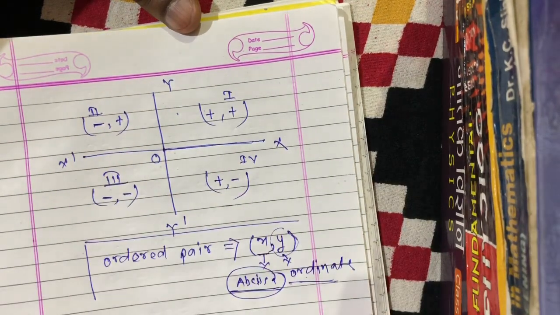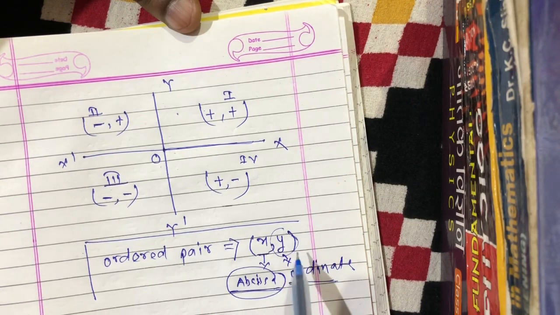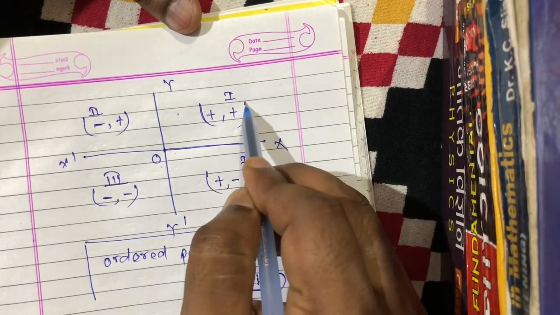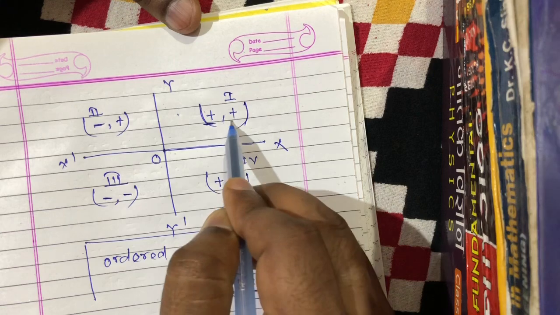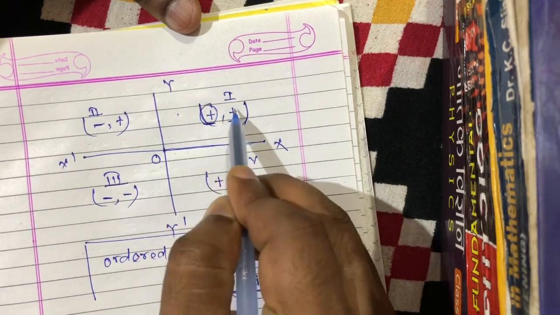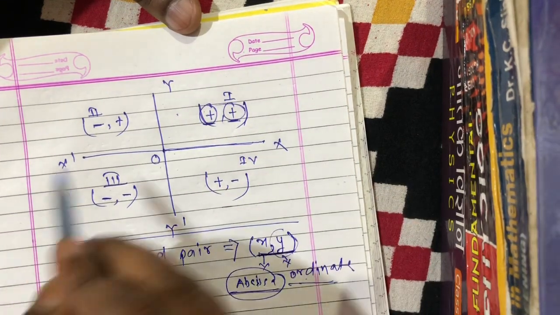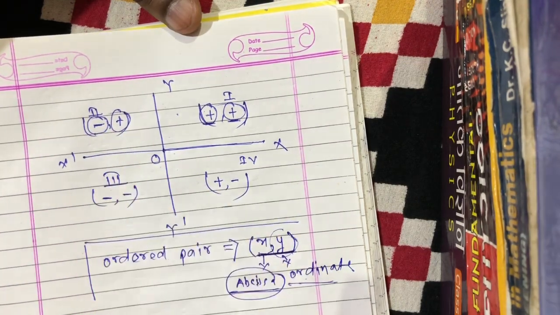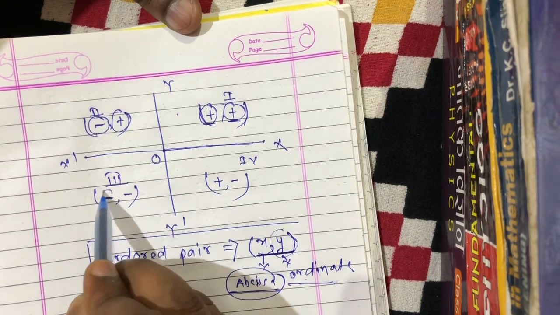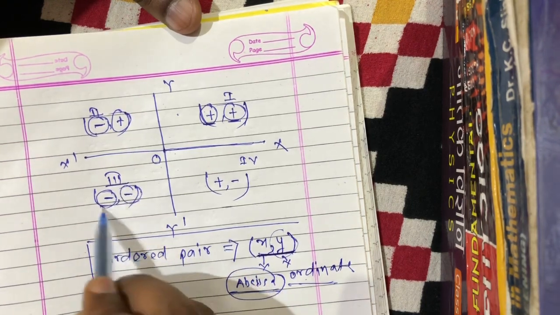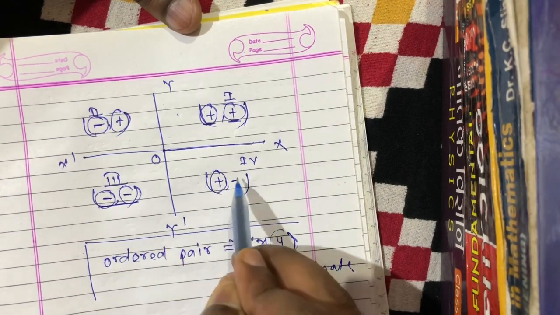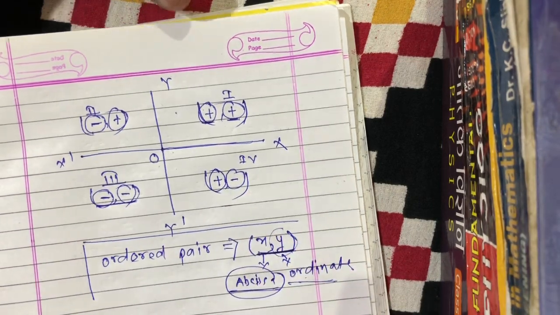Okay. Now you can see that an ordered pair is always written in the form of x and y. In the first quadrant, the sign of the ordered pair will be plus plus, that is the value of x and the value of y will be positive. In the second quadrant, the value of x is negative and the value of y is positive. In the third quadrant, the values of x and y are both negative. In the fourth quadrant, the value of x is positive and the value of y is negative.